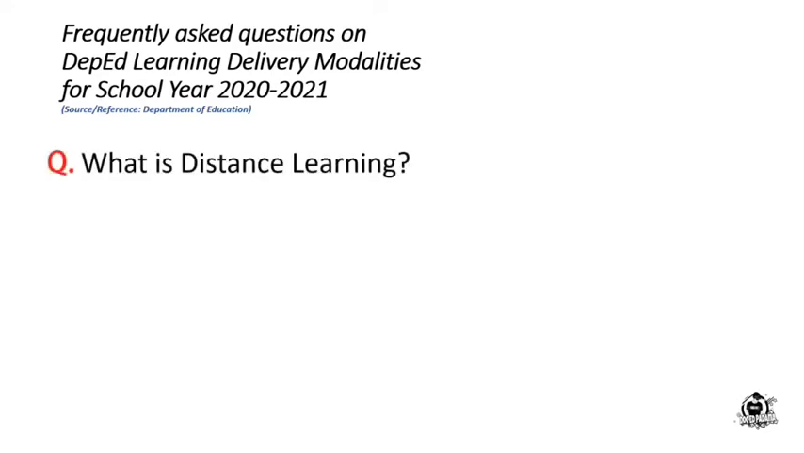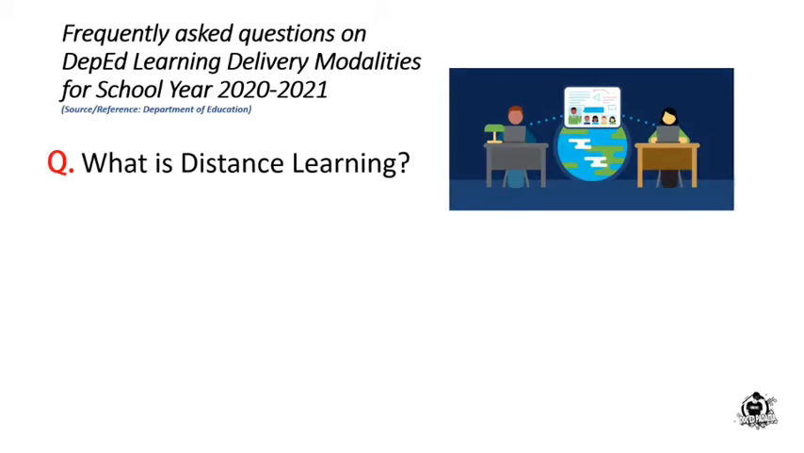The frequently asked questions on the different learning delivery modalities are the following. And the first question is, what is distance learning? For the purpose of this discussion, I will be using the following acronyms from time to time. We have LDM referring to learning delivery modalities, HEI referring to higher education institutions, DL referring to distance learning, F2F referring to face-to-face.